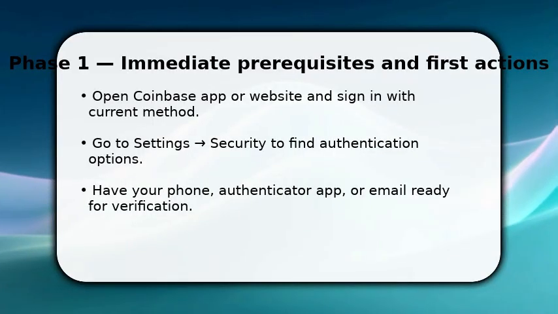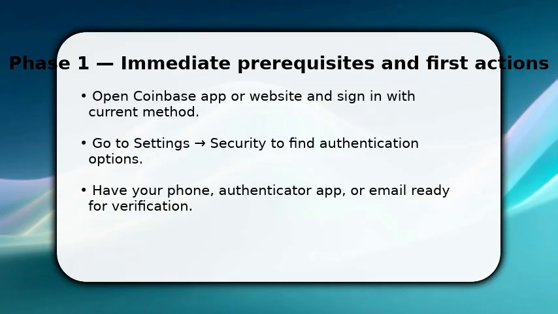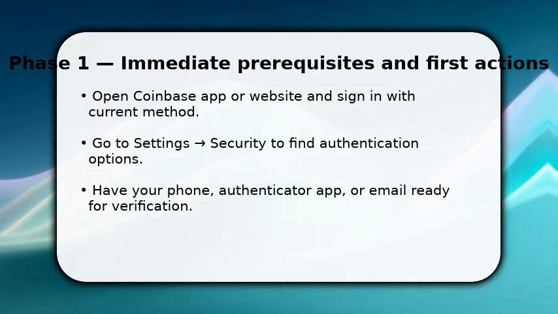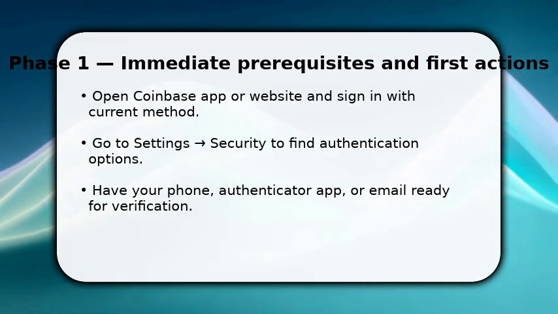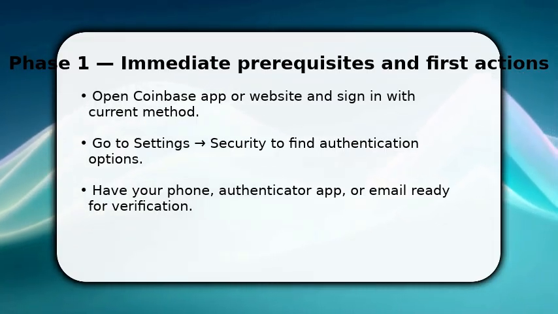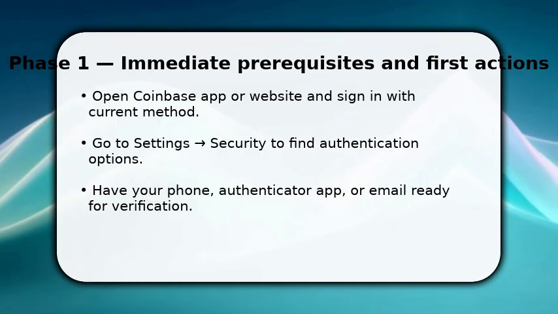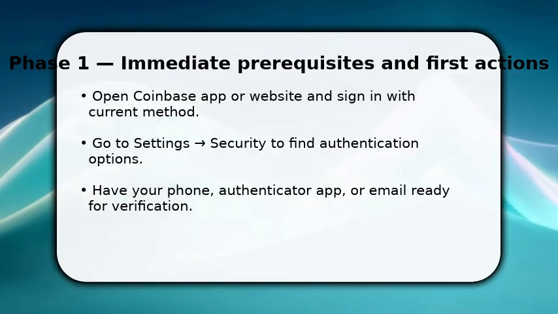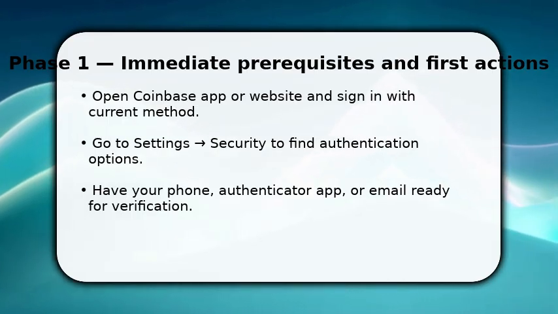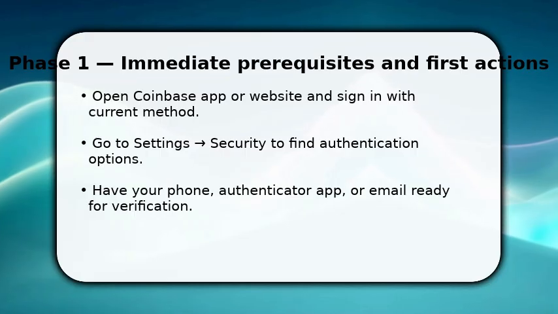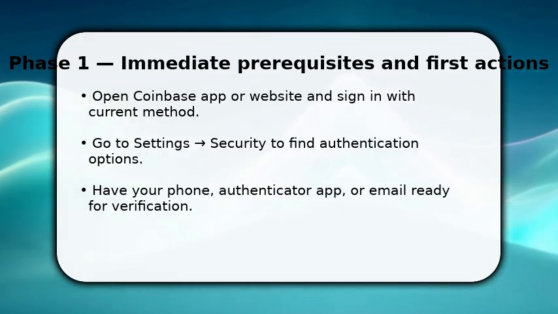You begin by signing into Coinbase now. Do not pause. Once signed in, open Settings and tap Security to reveal sign-in controls. You need your current verification method, phone, authenticator app, or email, because Coinbase will ask for confirmation. Make sure your device is nearby and charged, and that you can complete a biometric or 2FA prompt instantly. Starting here speeds the process and prevents lockout.